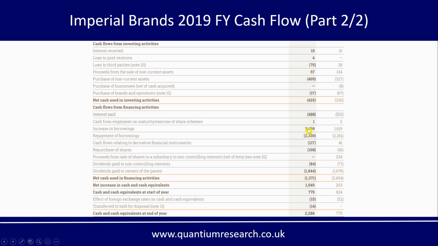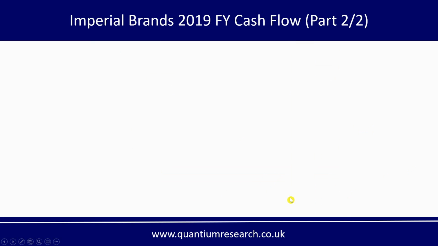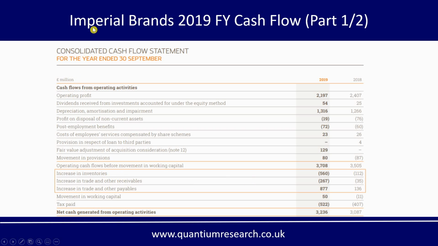But if this is made up of a majority of short-term debt and is being financed by an inflow from a contract or something, or a huge sale of their tobacco products, then it would be understandable and it wouldn't be a red flag. But under this circumstance, you would like to read further into that. So by using the data in the previous part, the first part of Imperial Brands' 2019 full year cash flow statement, we can see the net cash generated from operating activities.